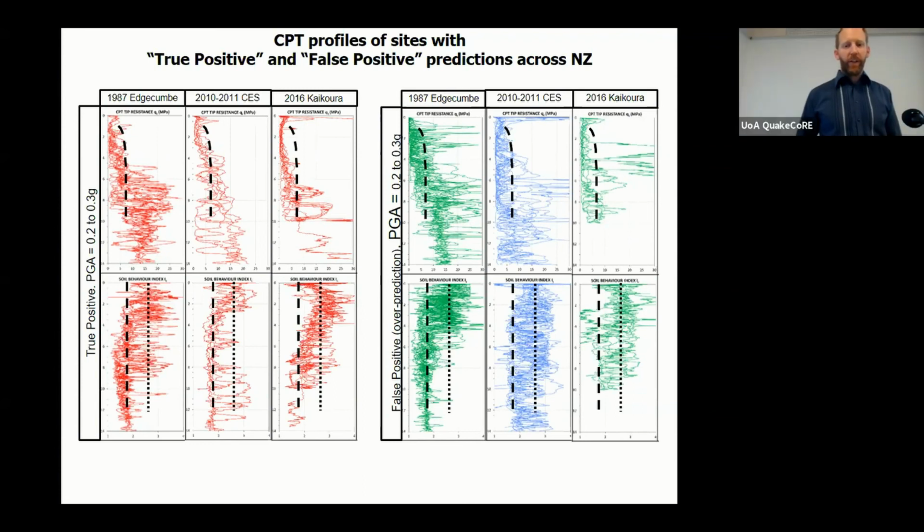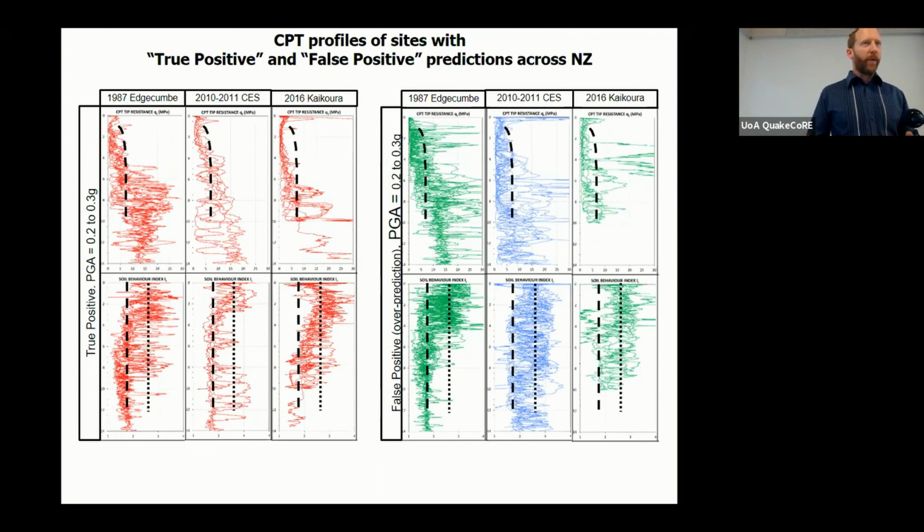Well, in Christchurch, it is the quartz-based sands. In Edgecumbe, in Whakatane, we have quartz-based sands, but a lot of pumice-based soils thrown into the mix. The CPT profiles from the Kaikoura earthquake that I'm showing here come from Blenheim. I don't know what the soil mineralogies are there.